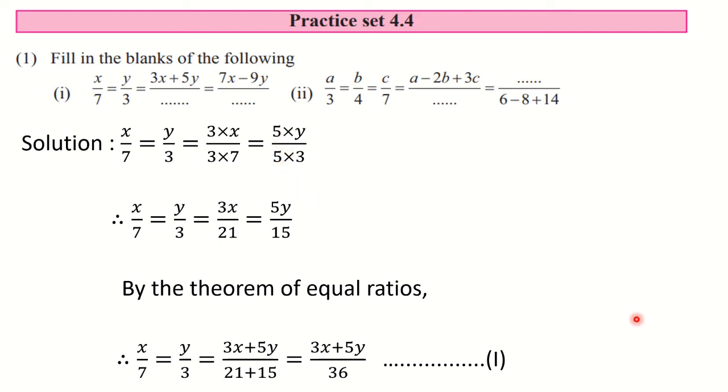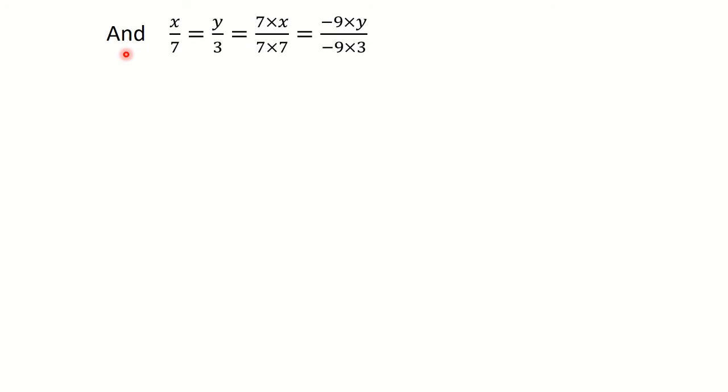So you have to follow the similar steps. I have written this because I am solving the second one. x upon 7 is equal to y upon 3. As I want 7x, I am multiplying both the places by 7. So 7 into x divided by 7 into 7. And here I want minus 9y.